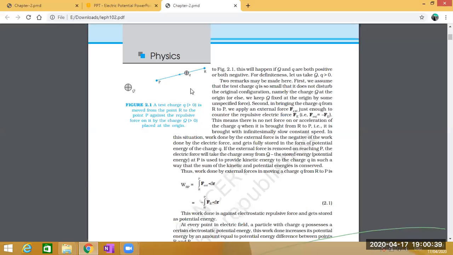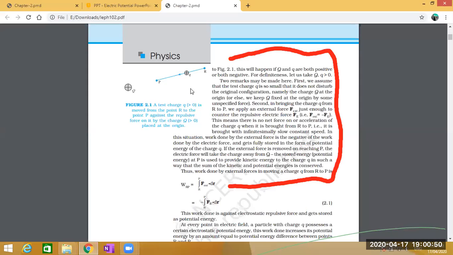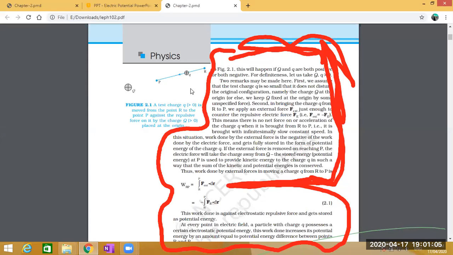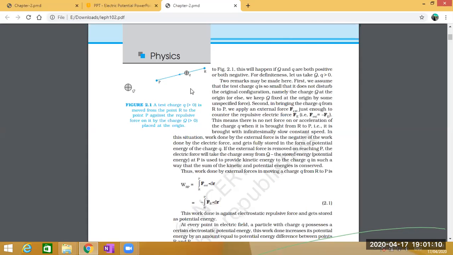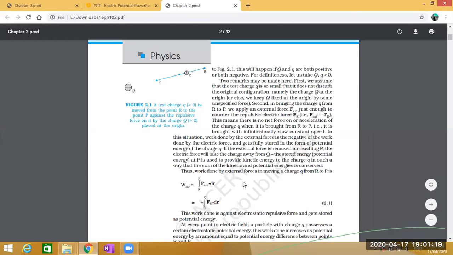That's why in order to define electric potential or potential energy, you must say that it is the amount of work done in bringing a unit positive charge from infinity to a point in the vicinity of the source charge slowly. Amount of work done in moving a test charge from infinity to a point in the vicinity of the source charge slowly. So therefore, we have discussed that it must be brought slowly.